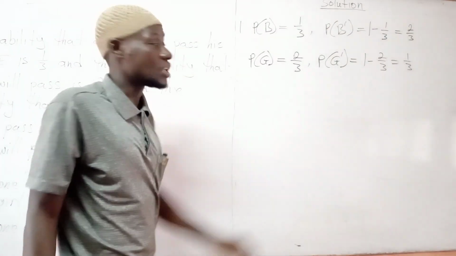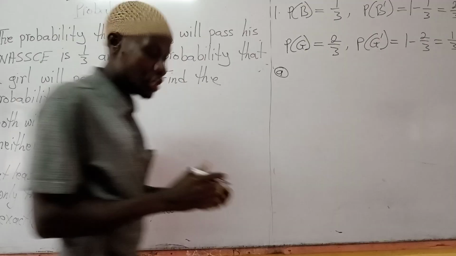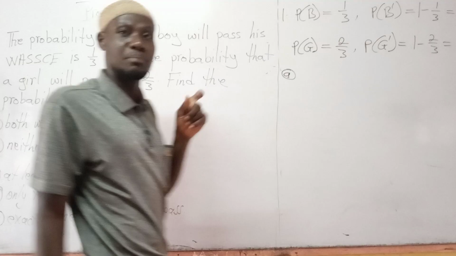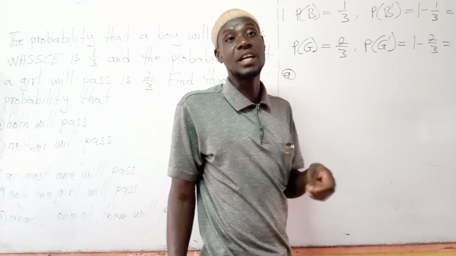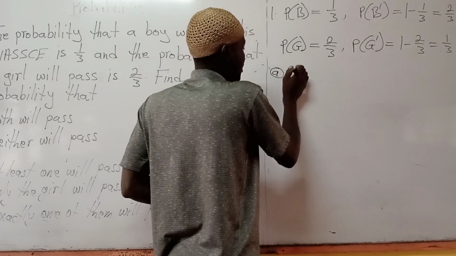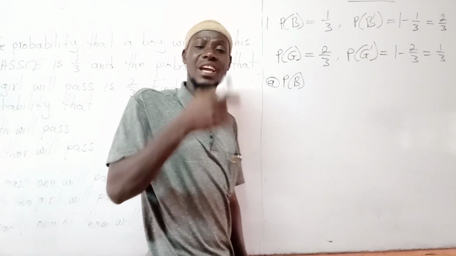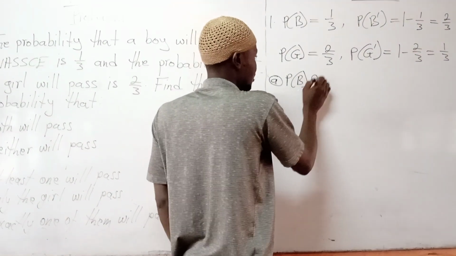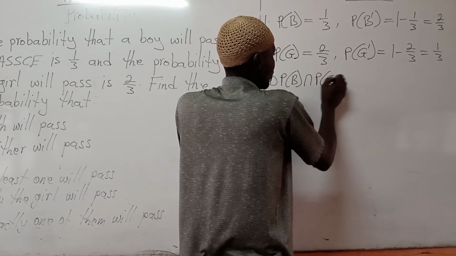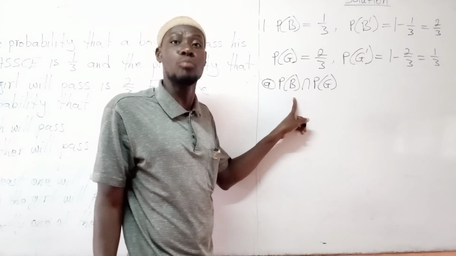So now that we have found this, we can start solving our question. A, the question says that we should find the probability that both will pass. Both will pass means the probability that the boy will pass and the probability that the girl will also pass. And don't forget, in our previous videos on probability, we said that "and" means intersection. This is what they meant by the fact that both will pass.